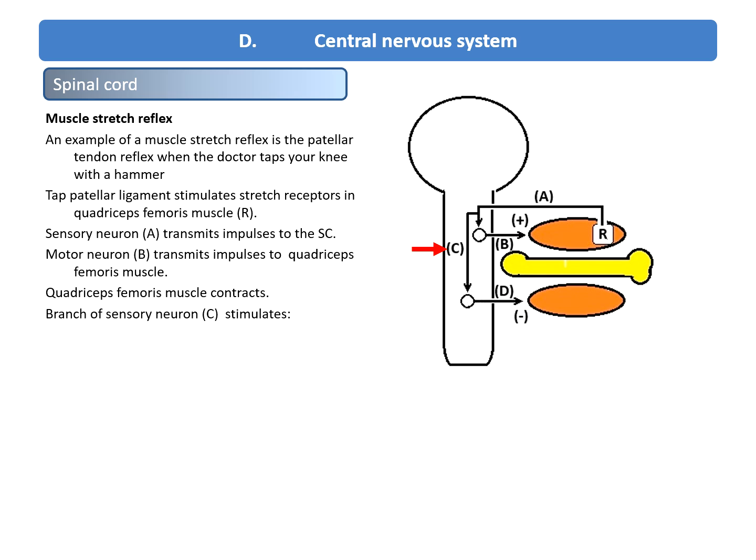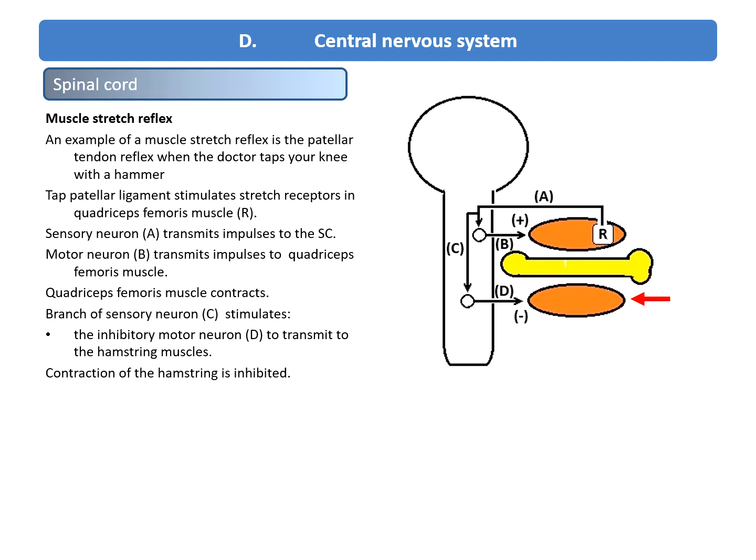Meantime, a branch of the sensory neuron stimulates an inhibitory motor neuron, indicated by D, to transmit to the hamstring muscles. These are on the other side of the thigh. Contraction of the hamstring is therefore inhibited. This is called reciprocal inhibition.